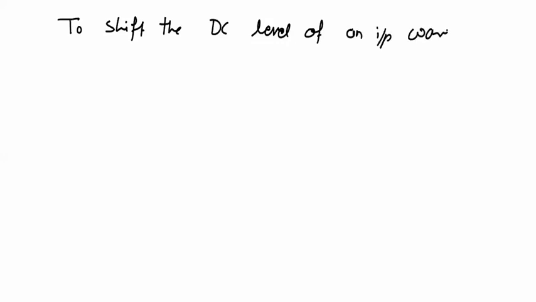The clamper circuits. A clamper is basically a circuit which is used to shift the DC level of an input waveform. First we will see what is the meaning of DC level, and then we'll see how a clamper circuit shifts the DC level of the input waveform.